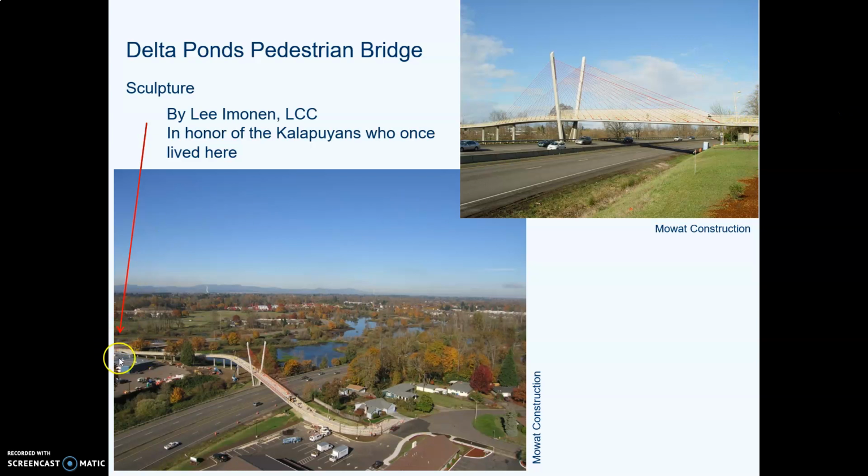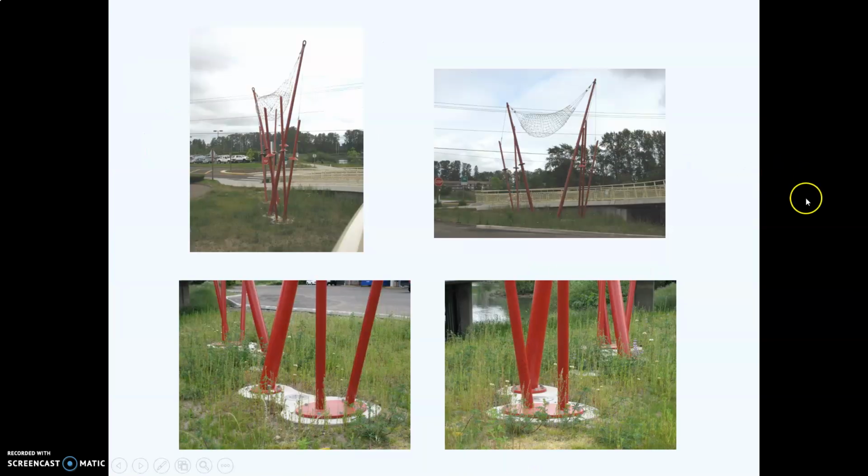Anyway, sculpture over here at the end in honor of the Calapooians. So Lee, the sculptor, decided to do something that looked like fishing nets, like they would put into the river, with poles that would be holding those nets. So here's the sculpture. And here's where section drawings come in.